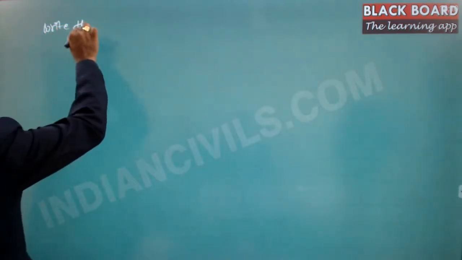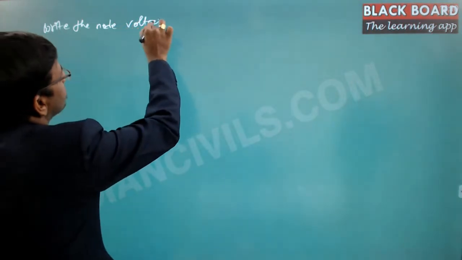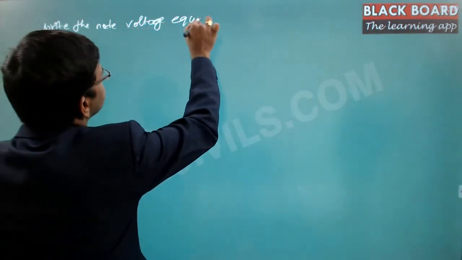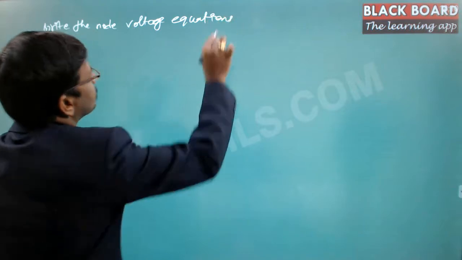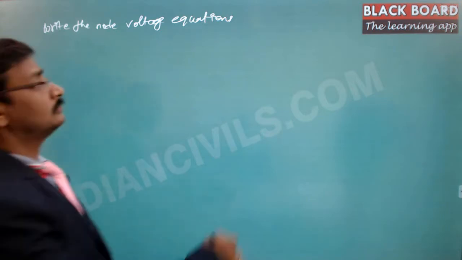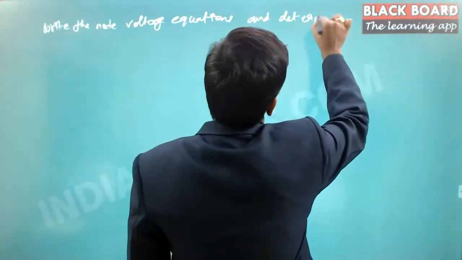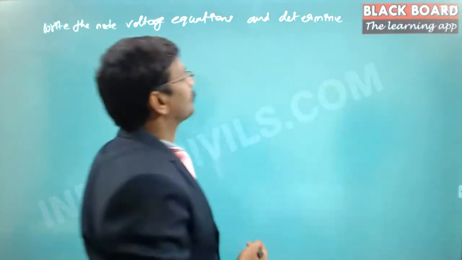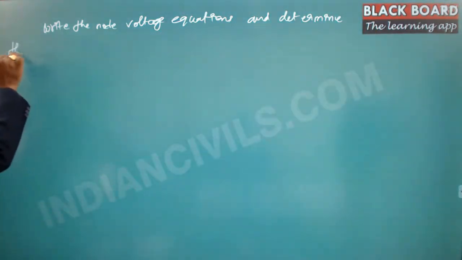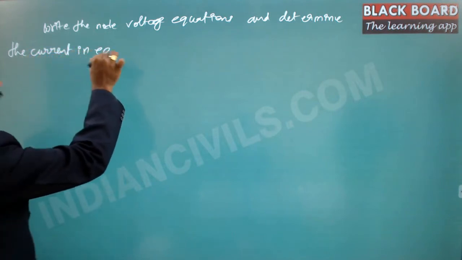Write the node voltage equations and determine the current in each branch of the network.